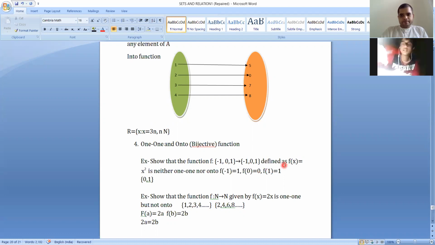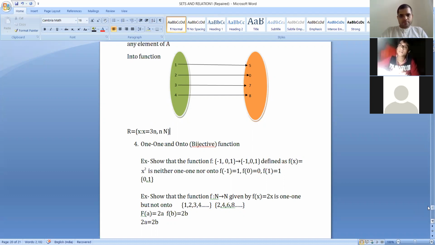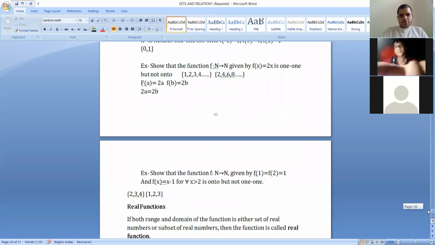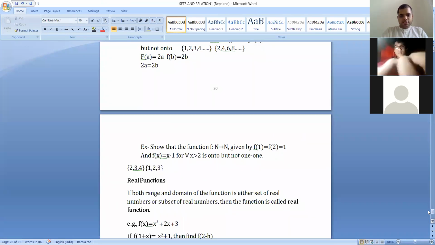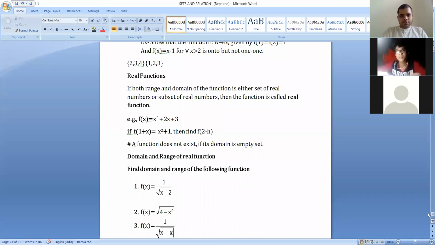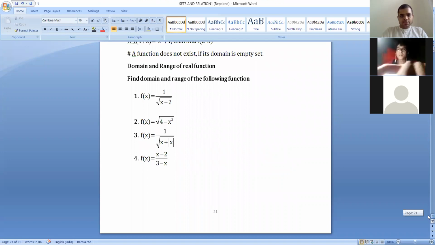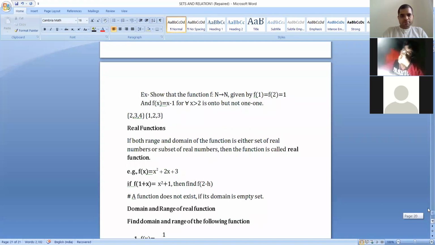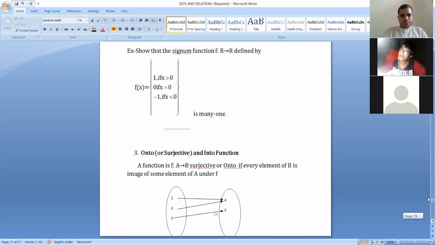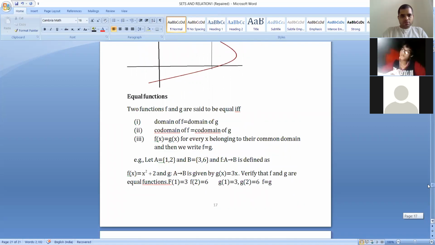For equal functions, A is a subset of B and B is a subset of A. No, that is for sets. For functions, there are three conditions for two functions to be equal. Can you see on the screen? Yes.